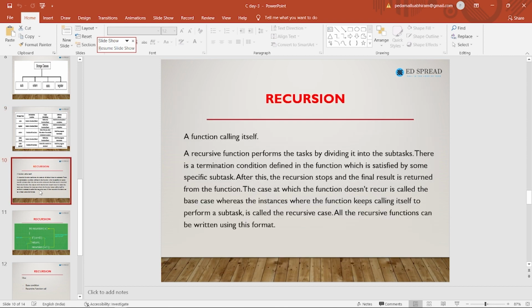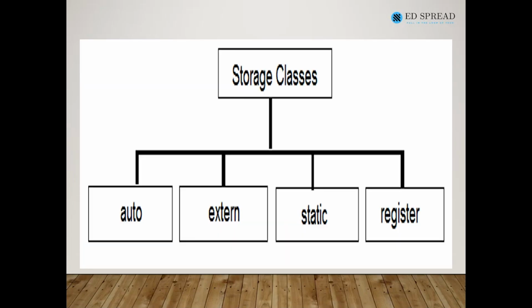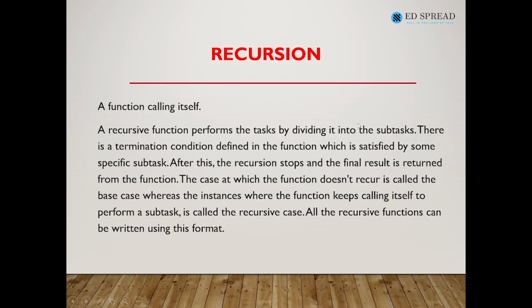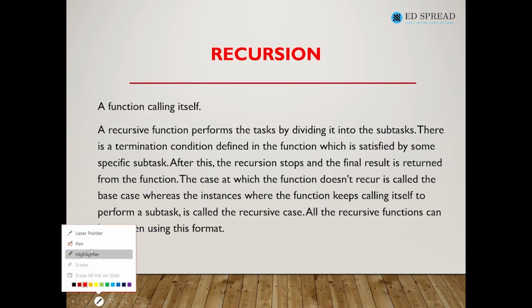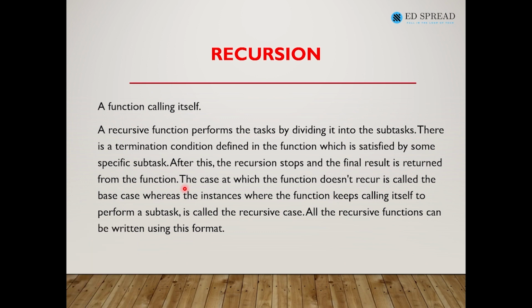Now once we have understood this, let's skip to the recursion part. Recursion is nothing but a function calling itself. Whenever someone asks you, whatever the language might be, when a function calls itself, you call it recursion. A recursive function performs the task by dividing it into subtasks. There is a termination condition defined in the function, which is satisfied by some specific task. After this, the recursion stops and the final result is returned from the function.